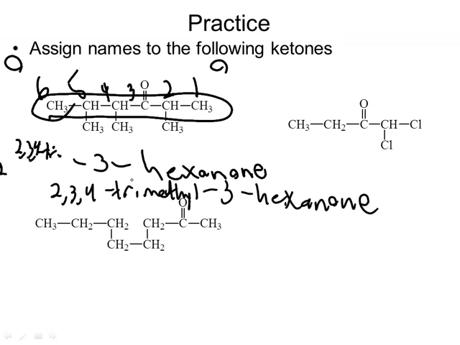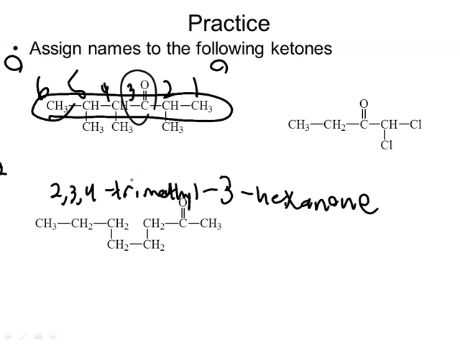So that's the 2,3,4-trimethylhexanone. Oh, 2,3,4-trimethylhexanone, with the 3 indicating where the carbonyl group is. Okay, this one, here's my longest chain.